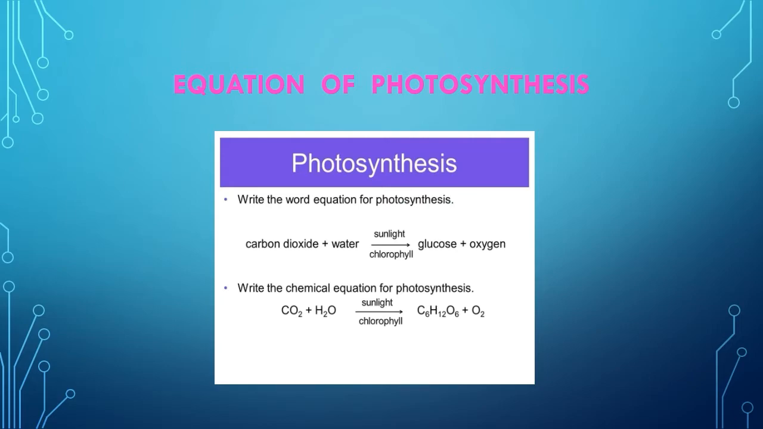Carbon dioxide and water in the presence of sunlight, chlorophyll, gives out glucose and oxygen. The chemical equation for photosynthesis. Carbon dioxide CO2 plus water H2O in the presence of sunlight, chlorophyll, gives out C6H12O6, that is glucose, plus oxygen, that is O2.